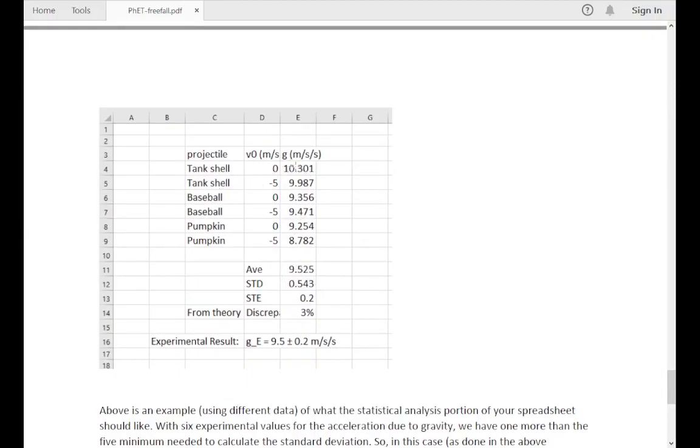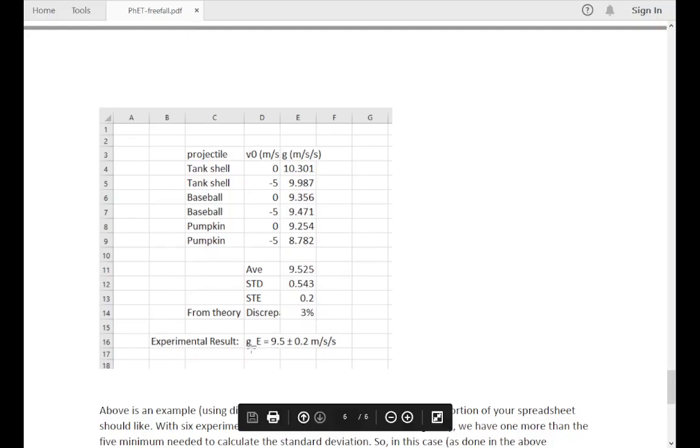And since we have a quorum, we have 5 or more data points. Here I got 6 data points, and these aren't the same as the data points you're going to get, but I have these here just so you can see how to do the calculation. So you just take the average of all these with Excel, just type equals average and get that. Standard deviation, that's the standard deviation of all these right here. The standard error is the standard deviation divided by the square root of the number of data points. That's 0.2. The discrepancy from theory, here again you just compare with 9.81. So 9.81 minus 9.525 divided by 9.81 is going to give you 3%.